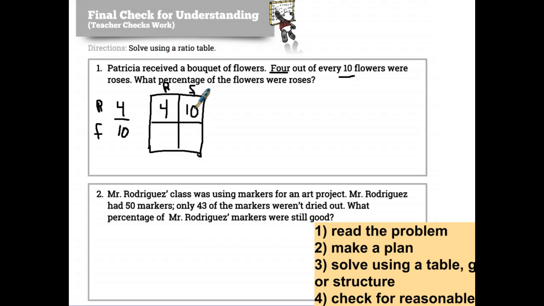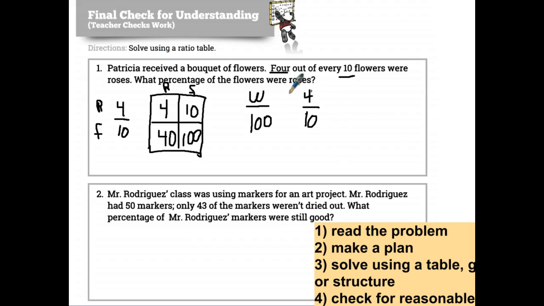4 to 10. Well, I need a decimal fraction. I need my denominator to be 100. So 10 times 10 is 100. 4 times 10 is 40. Setting up my structure. What percent? I don't know the percent, but I know if it's a percent, it's over 100. Equals 4 roses to 10 flowers.